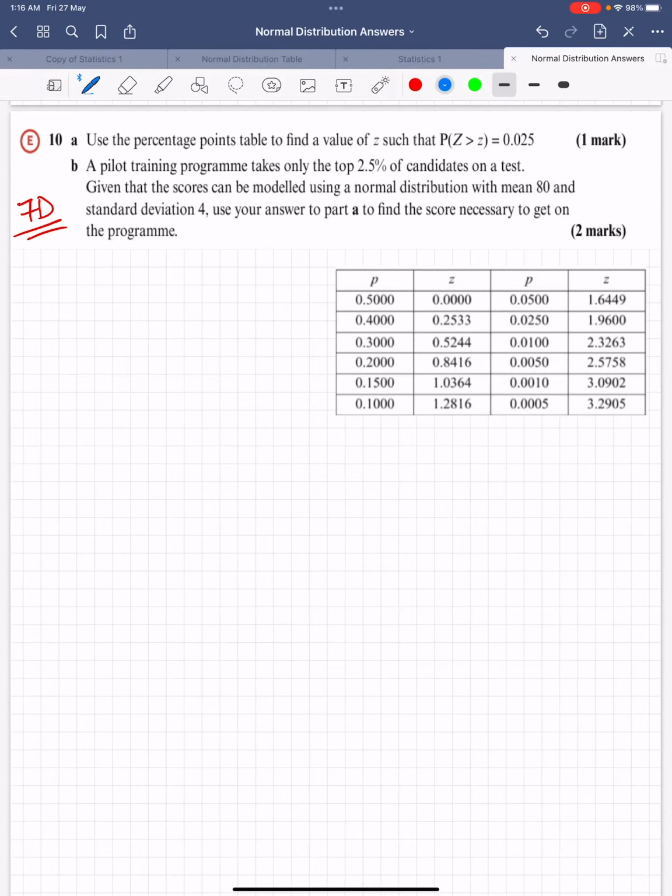Exercise 7D, question number 10. Use the percentage points table to find a value of z such that the probability greater than z is 0.025. This is the percentage points table and it gives us the probability to the right of any z value. So let us draw the bell curve to represent this information.